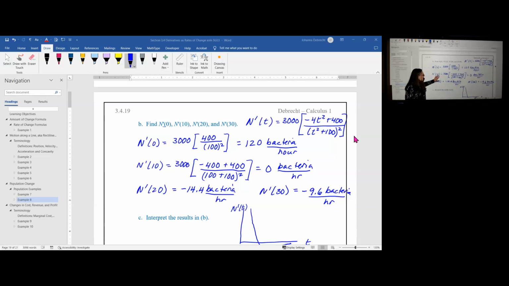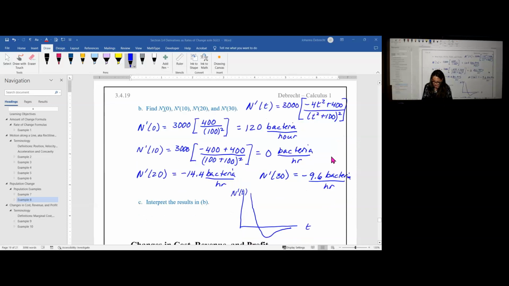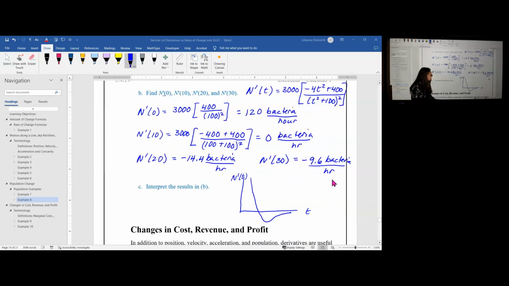Then at 10 hours, when I substitute 10, I end up with 0 in the numerator of the fraction part, meaning that the rate of change of bacteria per hour has gone to 0. Neither adding nor subtracting bacteria at that point in time. On the graph, this means that I have reached the t-axis.